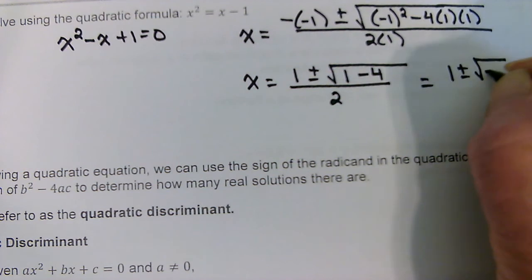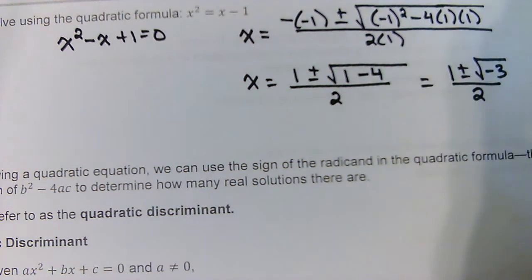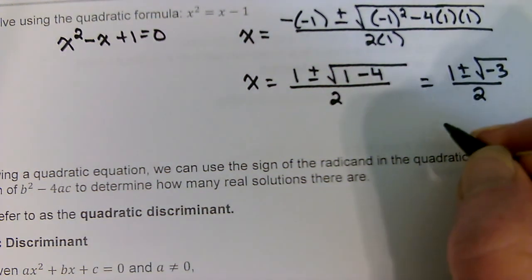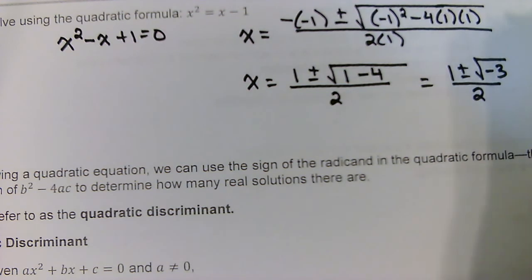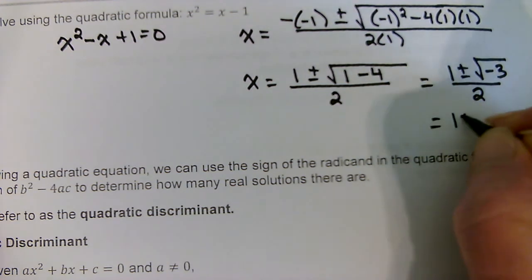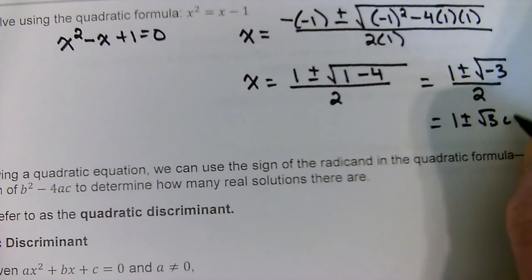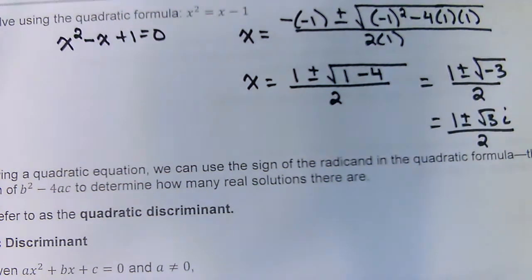Now, in college algebra, we would turn that into an imaginary answer. 1 plus or minus the square root of 3i over 2. When we're talking about real life situations, an imaginary solution is not a real solution. So it won't happen in real life. It only happens in theoretical algebra.